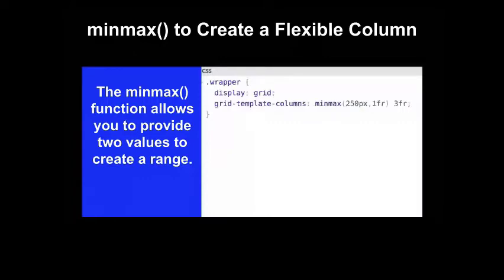So let's take a look at something similar to what we were just doing. Except in this case, we're still creating two columns. One column is minmax all the way to here, and the other column is 3FR.